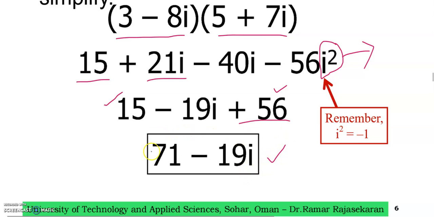Actually, this is called the a plus bi form. The complex number is written in a plus bi form. Why? Because here this is a, the real part of the complex number, and minus 19 is the imaginary part of the complex number. So the final answer is written in the form of a plus bi.